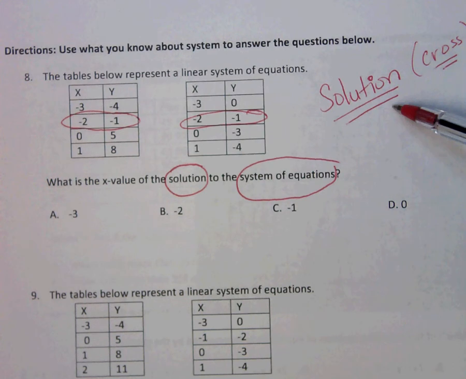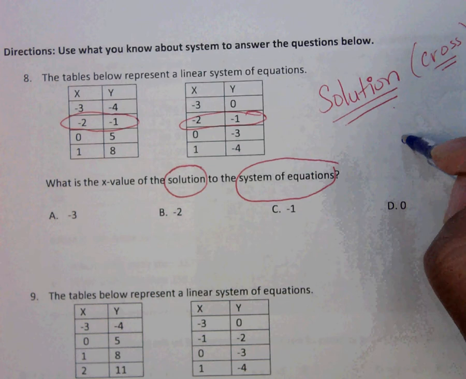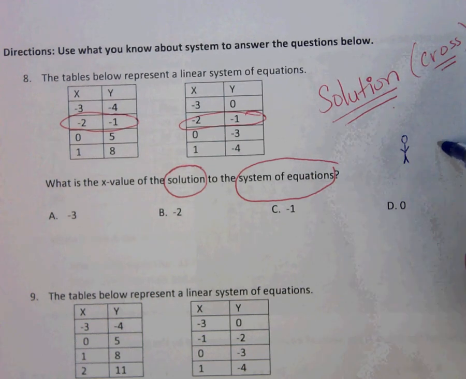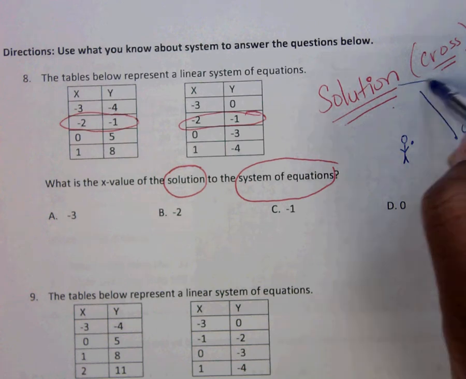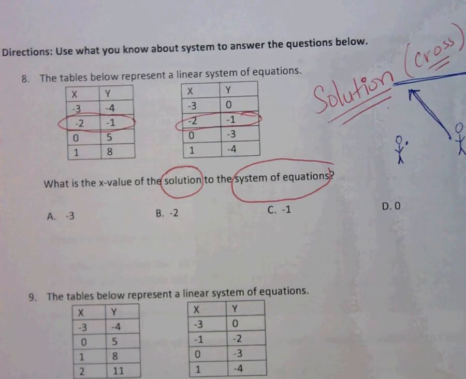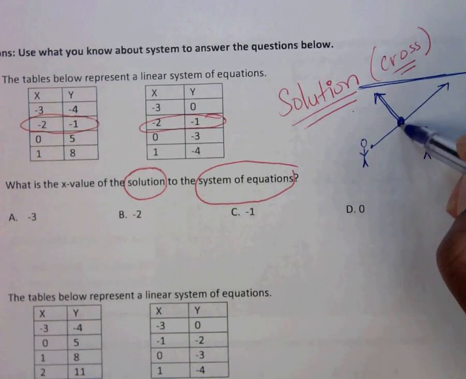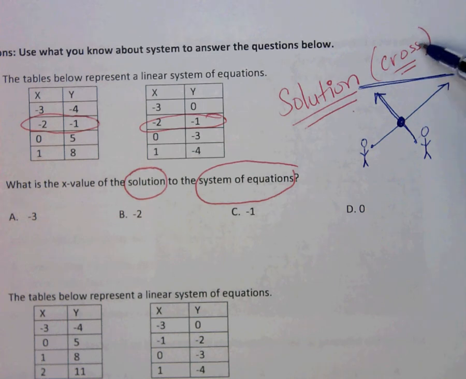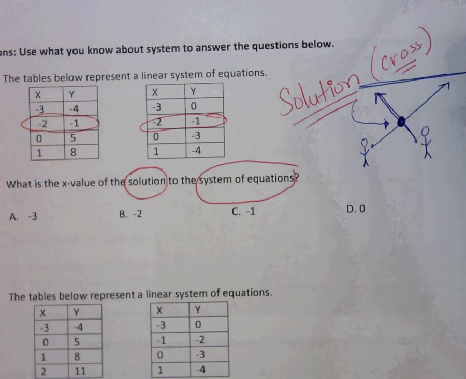As I explain number 8, I'm referring back to things I've already talked about: person number 1 starting in this spot, person number 2 starting in a different spot, and they were both headed towards this line but going in different directions. And they met up at this point. That's what I mean by where they cross. That's what I am calling the solution.